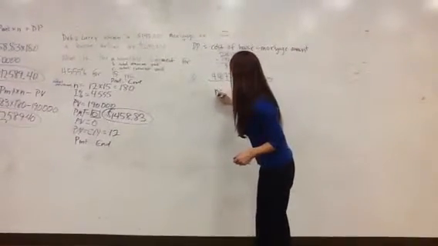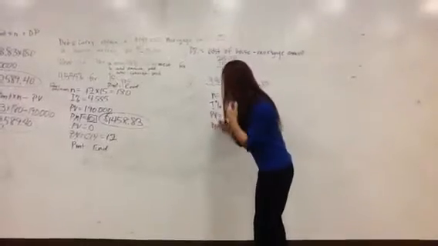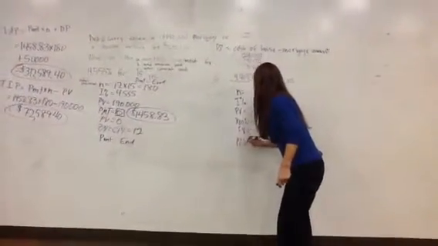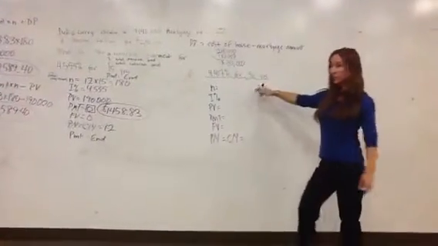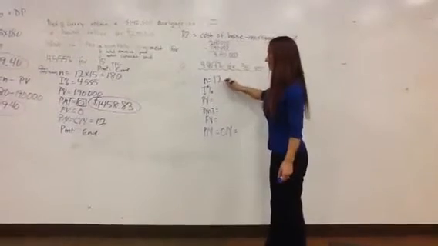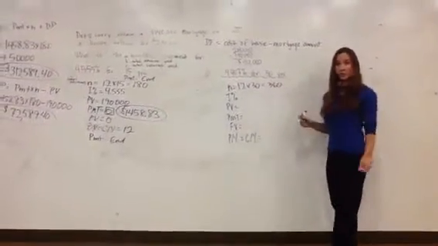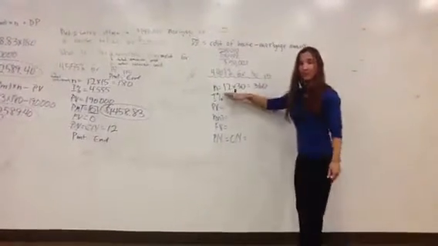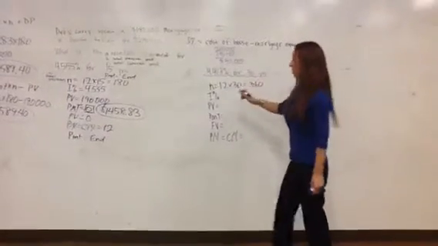So again, I will go back into my TVM solver. And since we have a 30-year loan this time, making monthly payments for 30 years will give us a total of 360 payments over the life of the loan. Just so you know, you can't type 12 times 30 into your calculator in this row if you didn't know it off the top of your head.